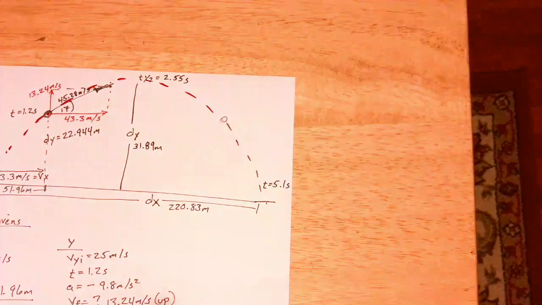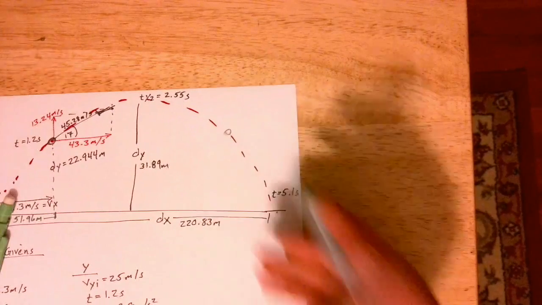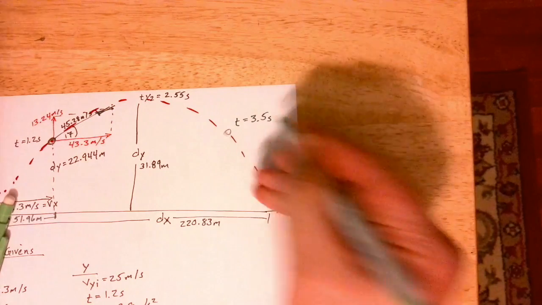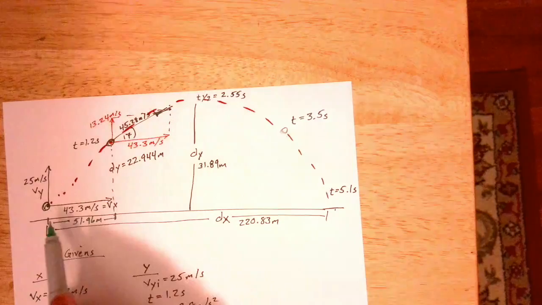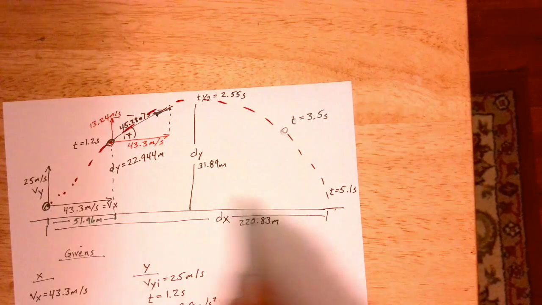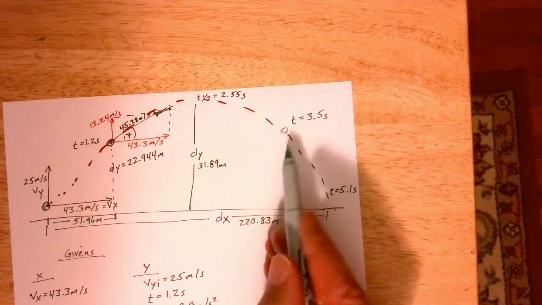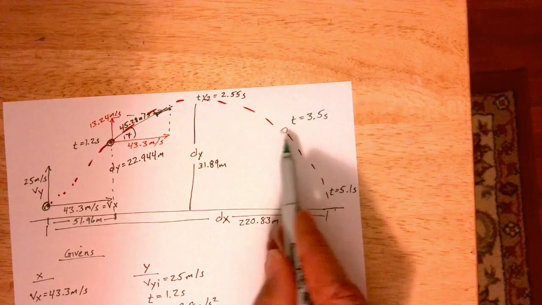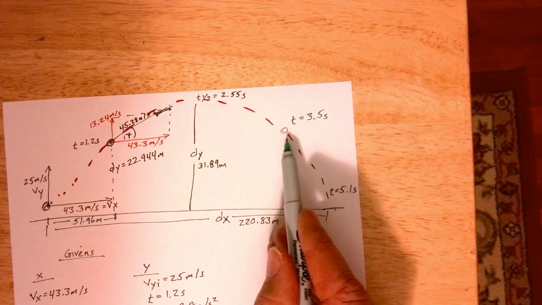So your next task is to figure out, at 3.5 seconds, that's over here, the same information. I want to know what is the horizontal component, what is the vertical component. Be able to tell me if it's going up or down. And then what is the resulting vector of this?